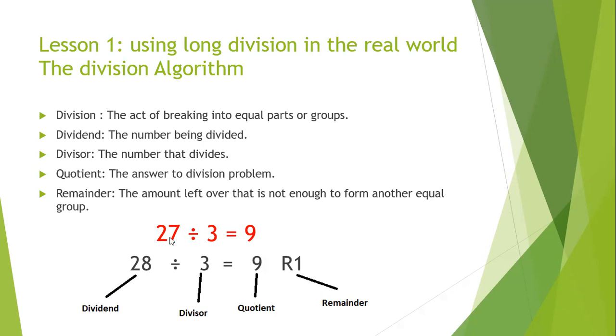Okay, what is the meaning of dividend? This is the number I want to share. And 3, this is the number I want to share between. I want to share 27 between 3. And the answer of division is called the quotient. If 27 is divisible by 3, I can divide exactly by 3. The answer will be without remainder. So the quotient equals 9 and the remainder equals 0.